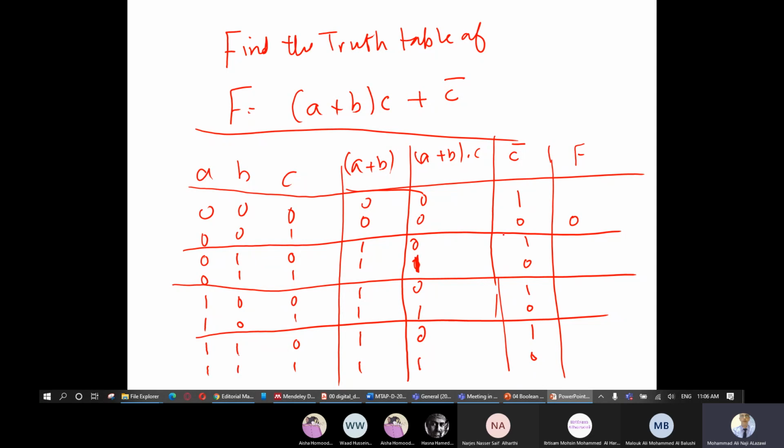Here I have 0. So I have only 1 1 0 1 1 1 1 1 1. So this is the answer of the question, and everybody has done perfect. Thank you very much.